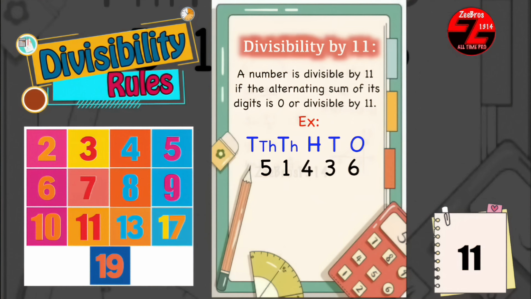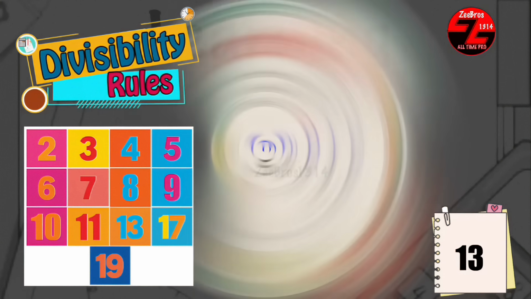51436. When we add alternate numbers like 5 plus 4 plus 6, it makes 15. And 1 plus 3 makes 4. After subtracting, 15 minus 4 makes 11. As 11 is divisible by 11, 51436 is also divisible by 11.